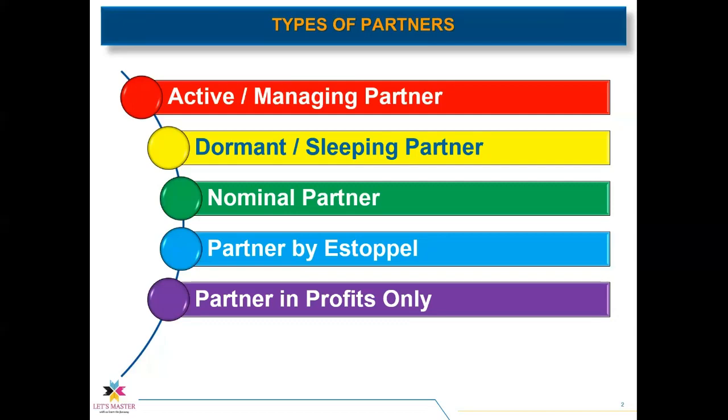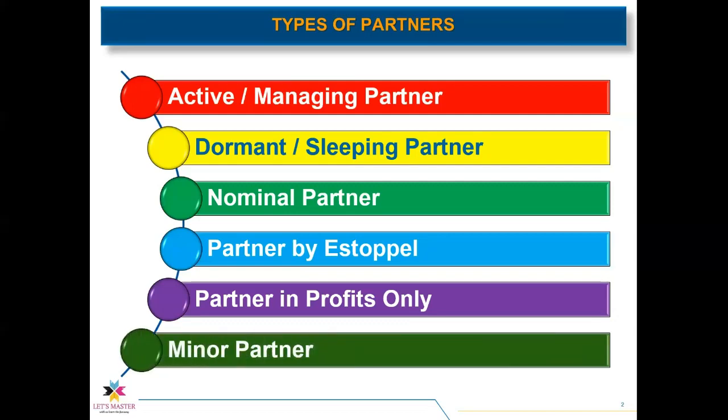So in this case, the only difference between the normal partners and partners in profit is that the partners in profit will take his share in the profits only. But if there is any loss, then the loss will be borne by the other partners of the partnership firm.